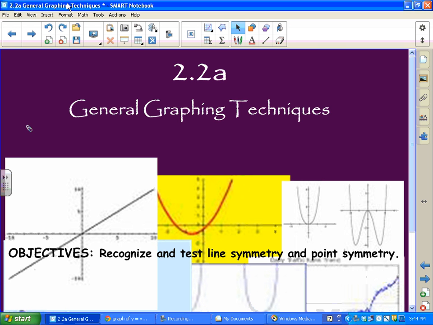So our first session, we're going to talk about graphing techniques and symmetry. Particularly, there's two types of symmetry today that we'll cover. The first is line symmetry, and the second is point symmetry. By the end of class, you should be able to recognize both types, and there are several types of line symmetry. You'll also be able to recognize and test point symmetry.